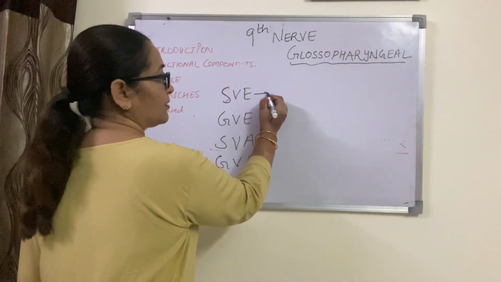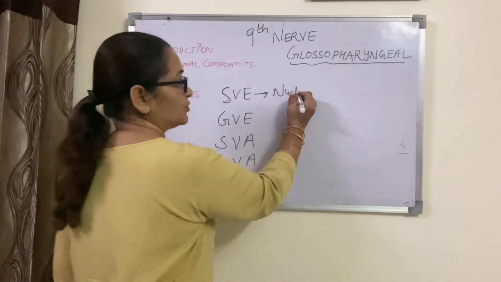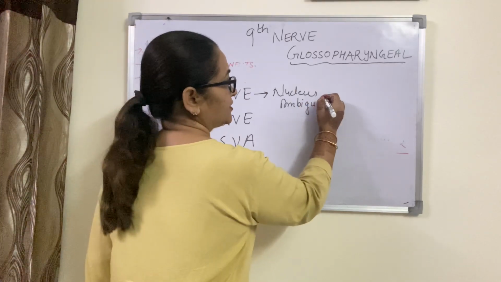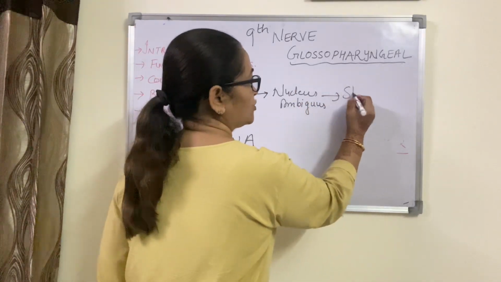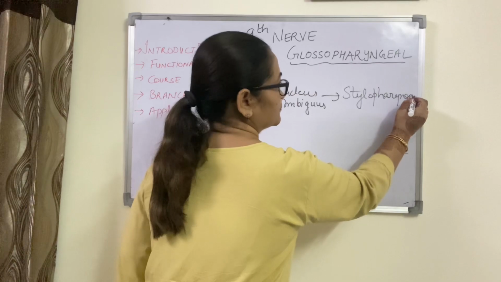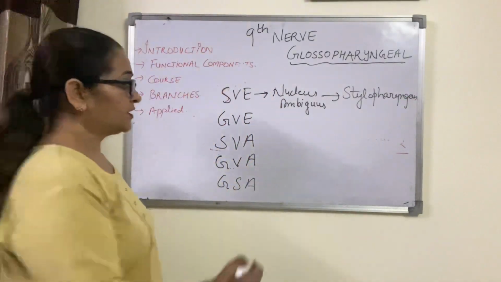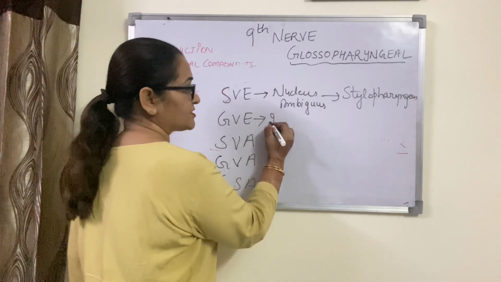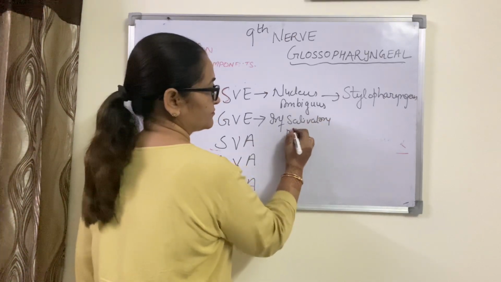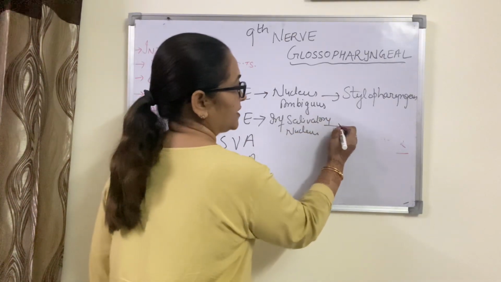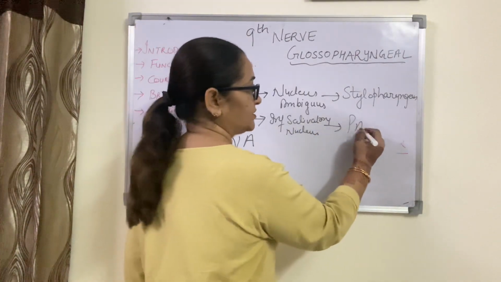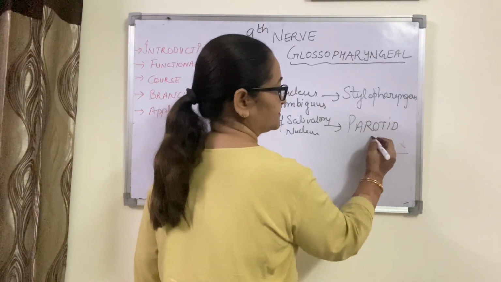This special visceral efferent component arises from the nucleus ambiguus, and they are going to supply the stylopharyngeus muscle. So this is special visceral efferent. Then comes the general visceral efferent. This arises from the inferior salivatory nucleus, and ultimately these fibers arising from the inferior salivatory nucleus are going to supply the parotid gland. That pathway we will discuss separately.